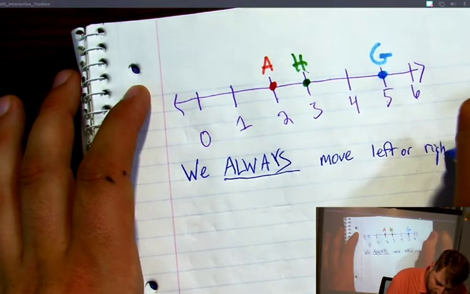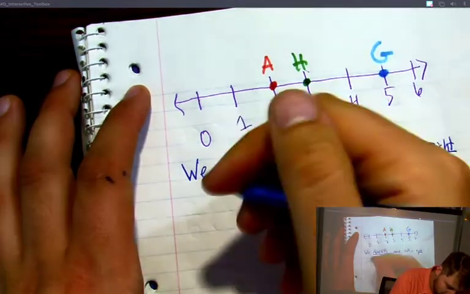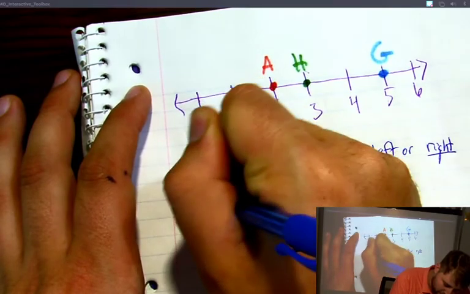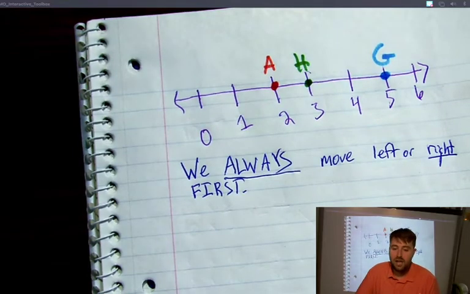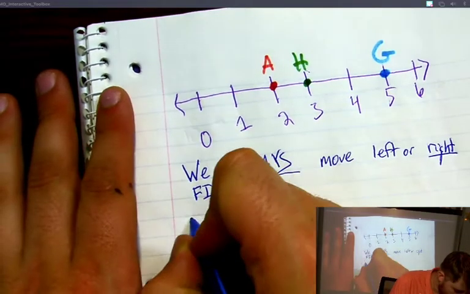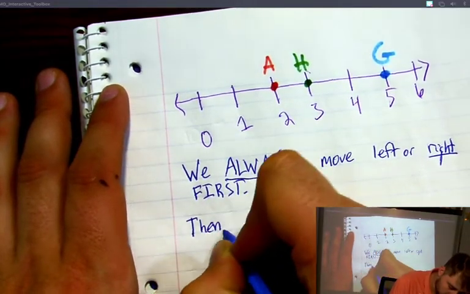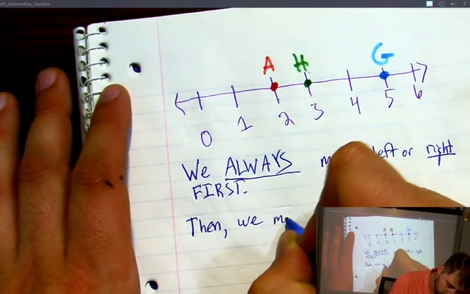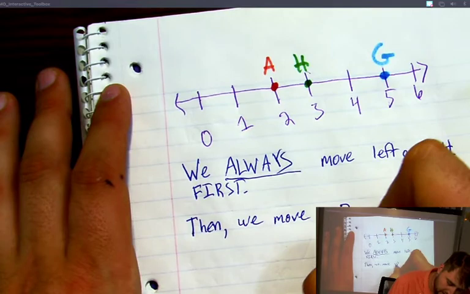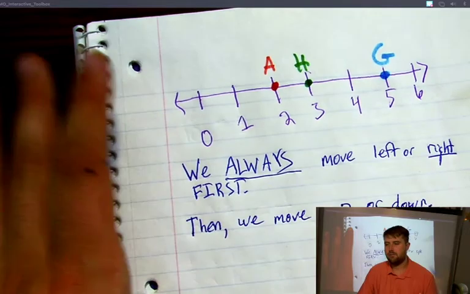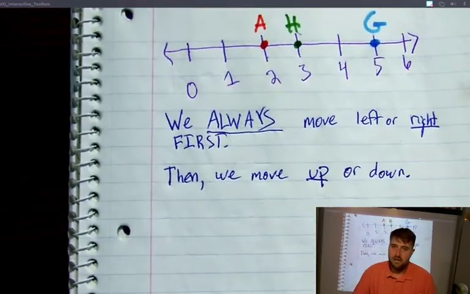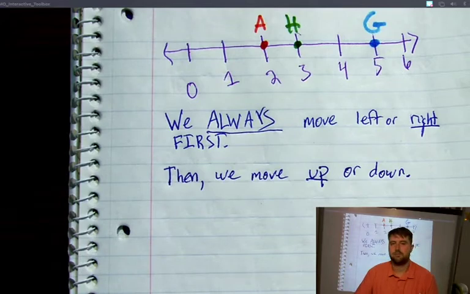And I'm going to underline the word right because in 5th grade we are just going to move right and up. We're not going to go left or down. But I'm going to read this again. We always move left or right first. Then we move up or down. I'm going to underline up because we are only moving up in 5th grade. Now next year, in 6th grade, you'll move down, you'll move left if you get into negative numbers. But this year, we don't have to do that.